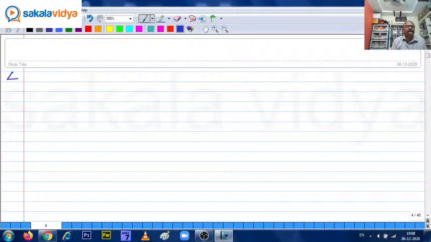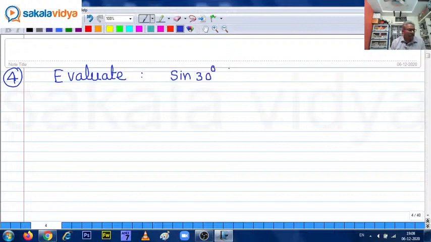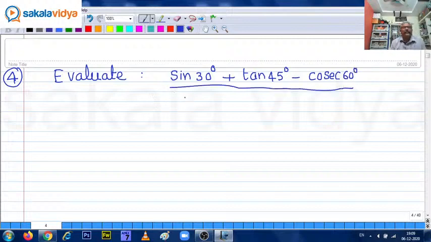Fourth problem. Evaluate sin 30 plus tan 45 minus cosecant 60 upon secant 30 plus cos 60 plus cot 45 degrees.